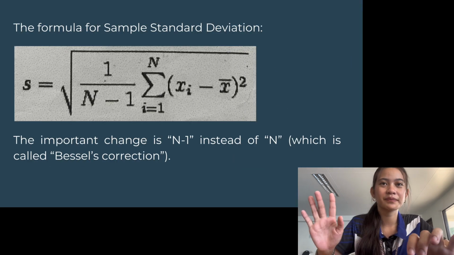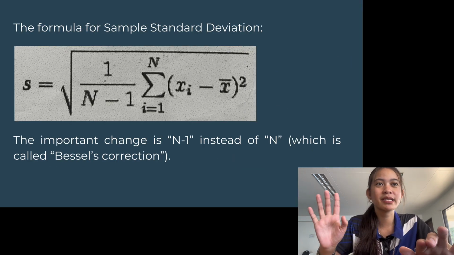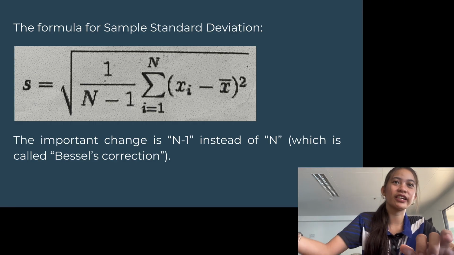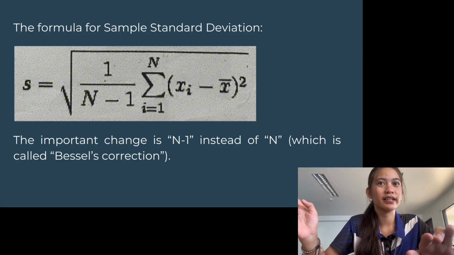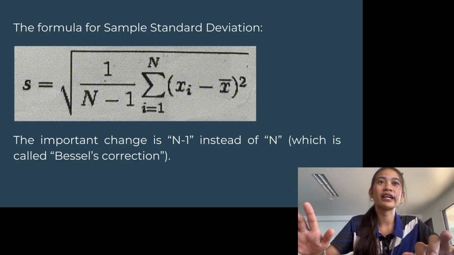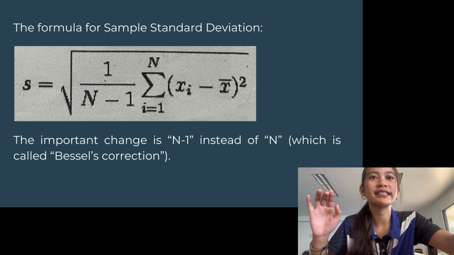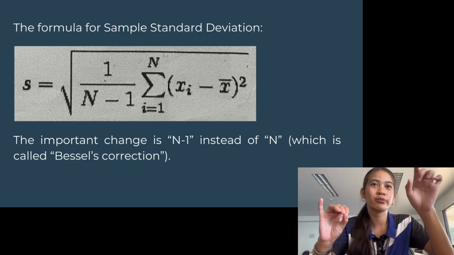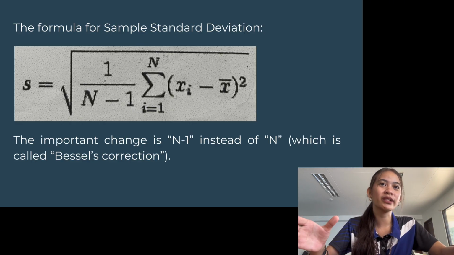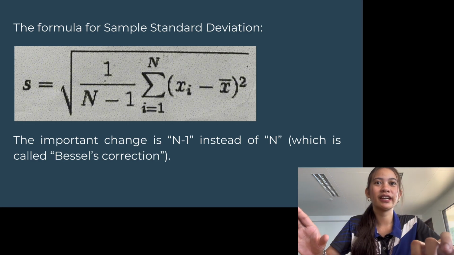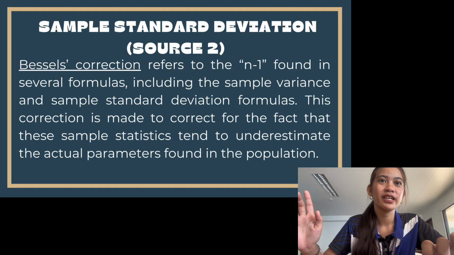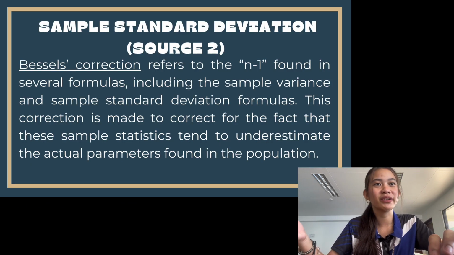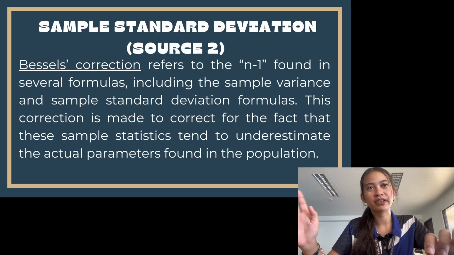Yeah, 6. But when we use the sample as an estimate of the whole population, the standard deviation formula changes. So here's a change. That would be our new formula for the sample standard deviation. So the important change is n minus 1 instead of n. Because it was supposed to be 1 divided by n, but now in sample we use n minus 1. It's called Bessel's correction. Bessel's correction refers to the n minus 1 found in several formulas, including the sample variance and sample standard deviation formulas.